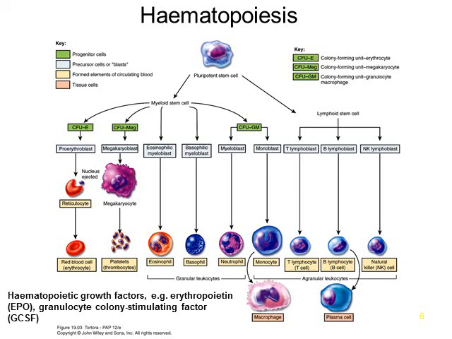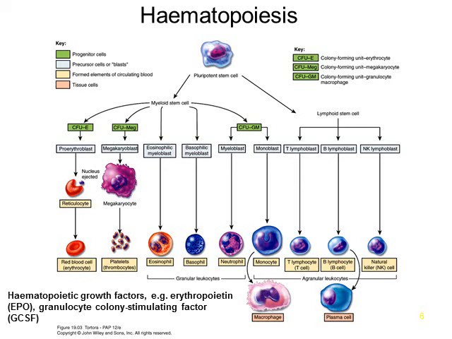Alternatively, if the pluripotent stem cell has developed down the lymphoid stem cell lineage, the cells will become either T lymphoblasts, B lymphoblasts, or NK lymphoblasts. Those cells will mature to T lymphocytes, B lymphocytes, and natural killer cells respectively. Monocytes, T lymphocytes, B lymphocytes, and natural killer cells form the agranular leukocyte fraction. These are cells that do not have granules in the cytoplasm.